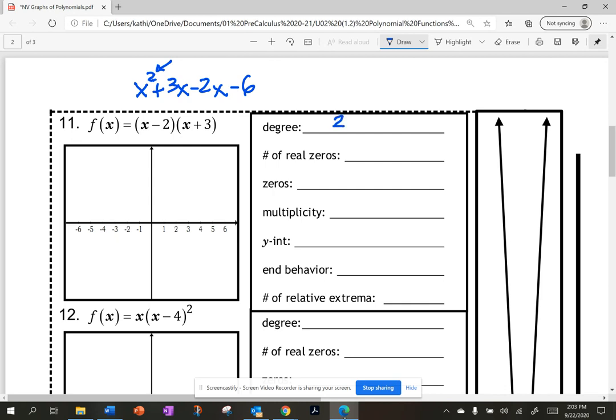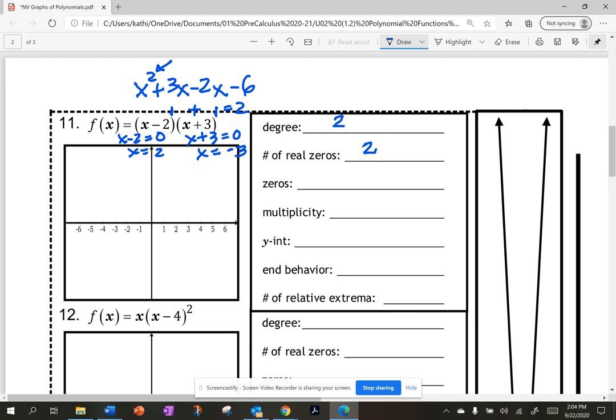So I can get my number of real zeros by looking at the factored form and adding the powers of the factors. So I have 1 plus 1 is 2, or I can see that from the power here. So I know I have 2 real zeros at most. Then I can set each factor equal to 0. So I would say x minus 2 equals 0 and solve for x, and I get x equals 2. So x plus 3 equals 0, and I get x equals negative 3.